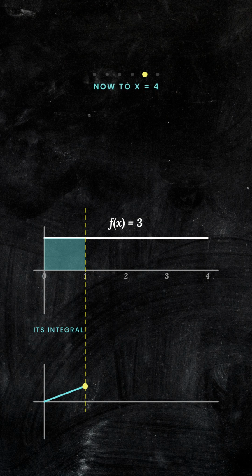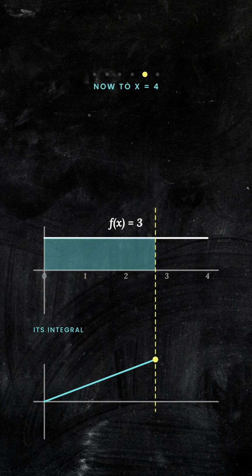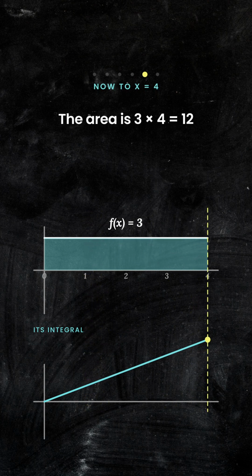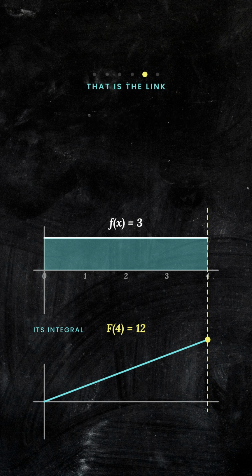The same thing if we go to the end here, for example to 4. We know the area here is 3 times 4, 12. If we evaluate the integral function here, we'll find it equals 12. If we reach the required accuracy, it will equal 12. This is the relationship between a function and its integral function.